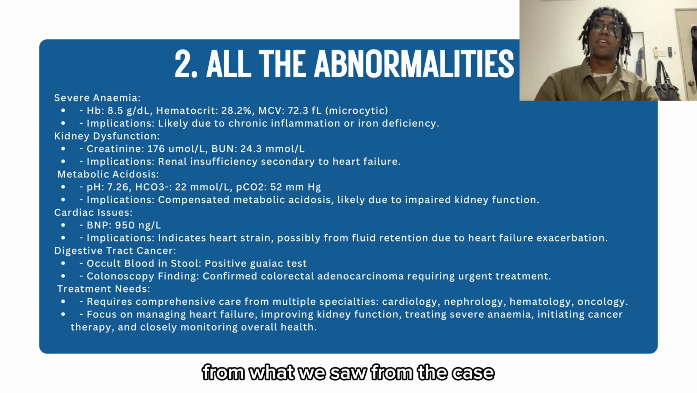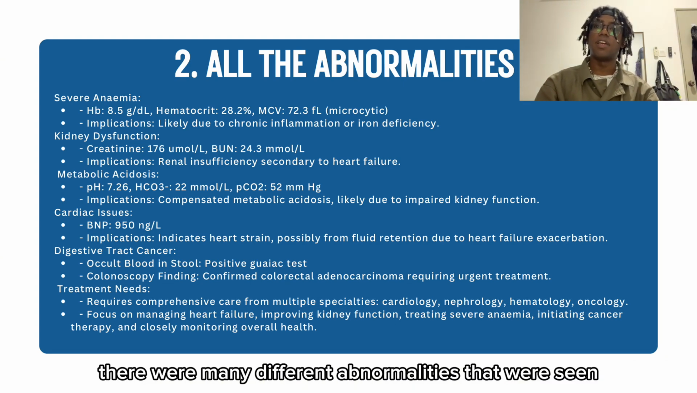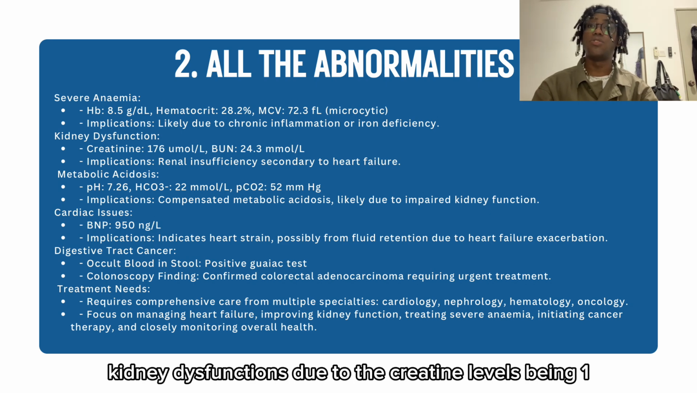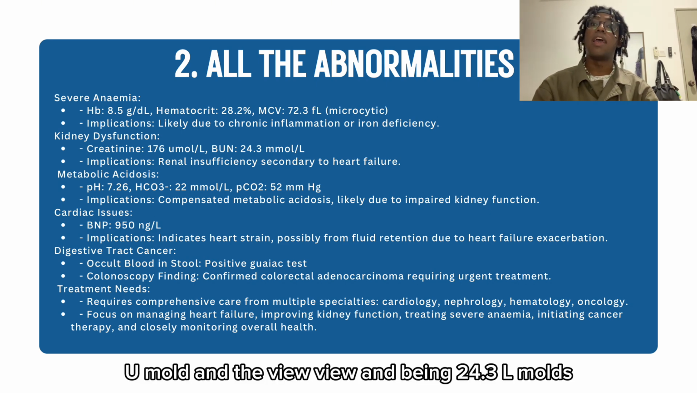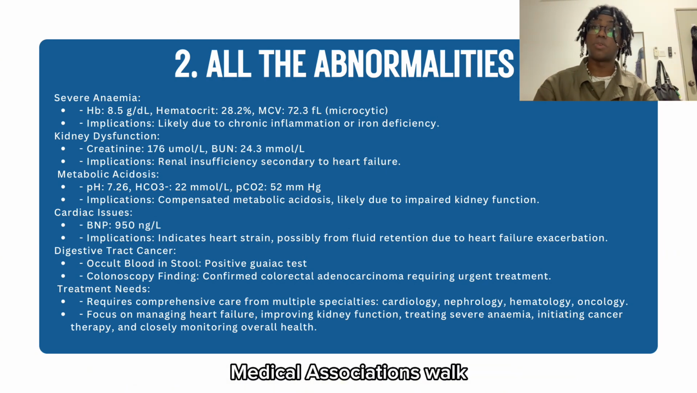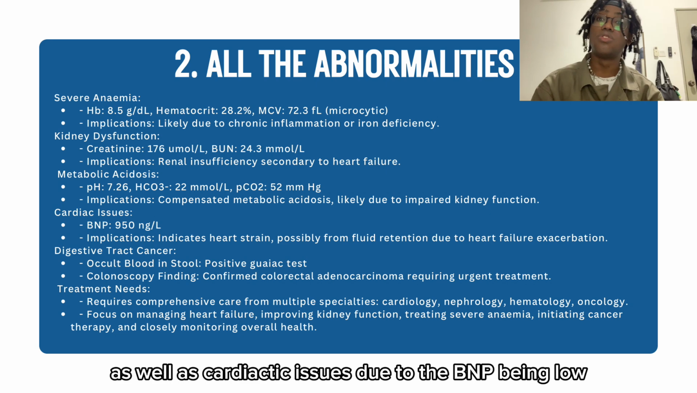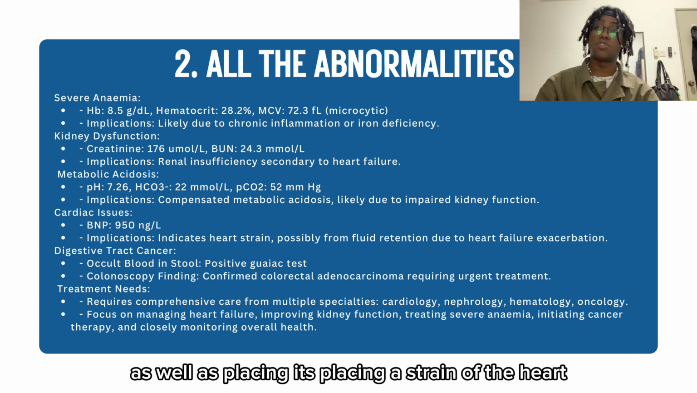From what we saw from the case, there were many different abnormalities that were seen, and that includes severe anemia, which can be seen by the iron deficiency that was shown, kidney dysfunction due to the creatinine level being 176 umol/L and the BUN being 24.3 mmol/L. Metabolic abnormalities as well, which occur due to the impaired kidney function, as well as cardiovascular issues due to the BNP being elevated, placing a strain on the heart.